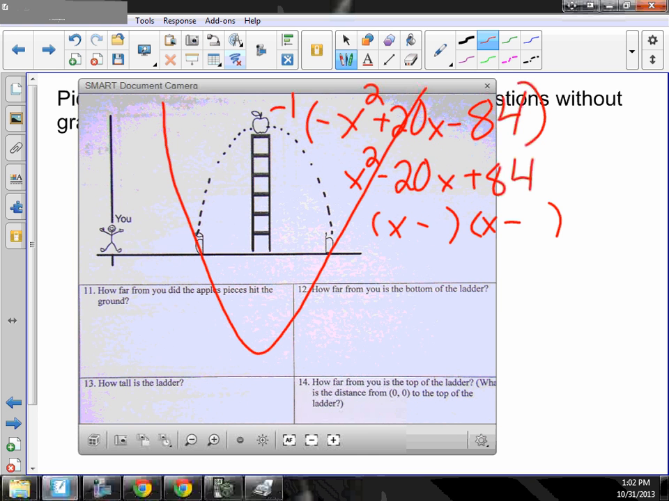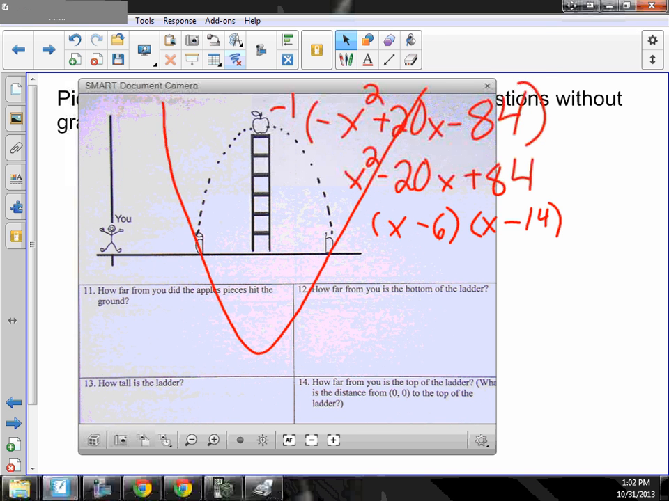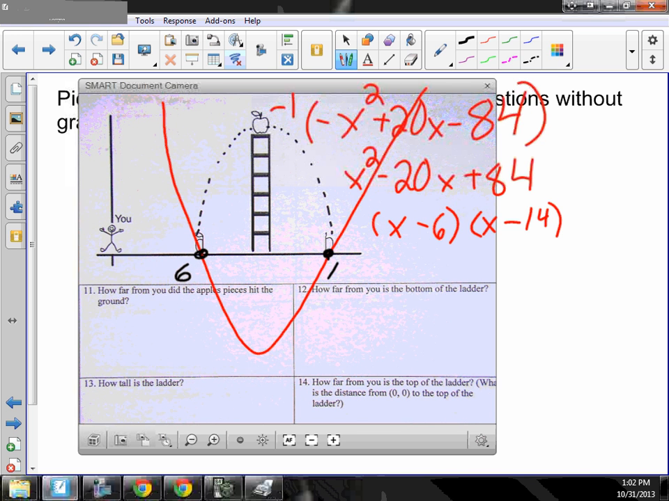Factors of 84 that add to be 20. 1 doesn't work. 2 and 42, that doesn't work. 3 and 28, 3 and something doesn't work. 4 and 21, that doesn't work. 6 and 14, that's it. So 6 and 14. So how many feet from where you're standing? 6 feet and 14 feet. So this number here is a 6, and this number here is a 14.